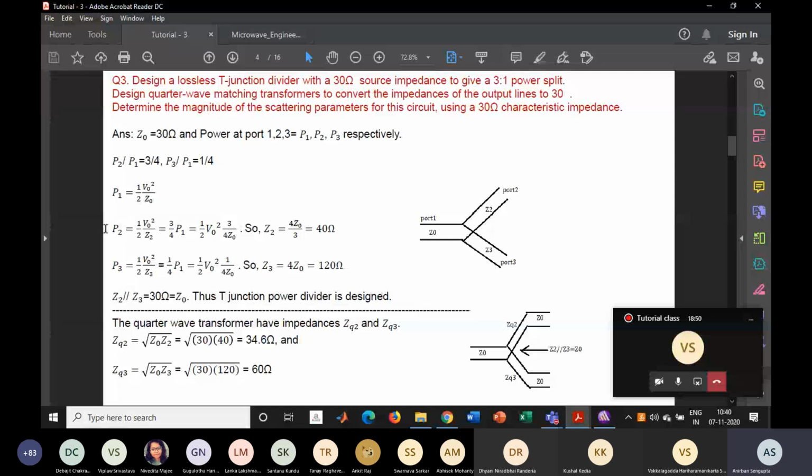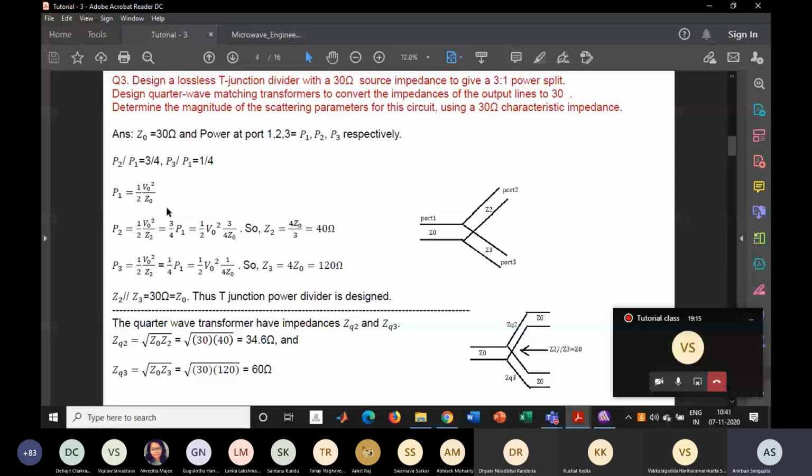But the ratio of P2 by P1 is 3/4. So from this equation, we can also write that P2 equals 3/4 of P1. Now putting the value of P1 from this previous equation, we will find the value of Z2, and it will come out as 4Z0 by 3, that is 40 ohm. That means the characteristic impedance of port 2 is 40 ohm.